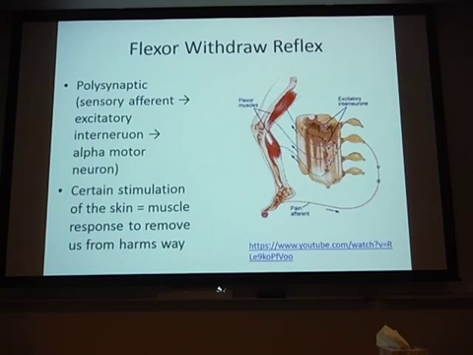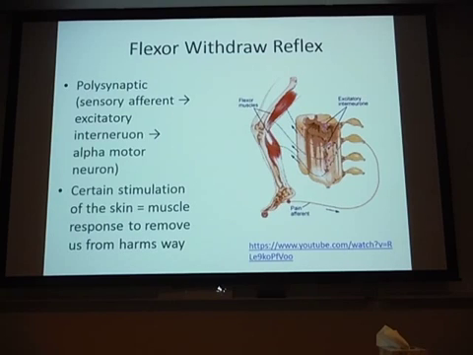It's going to be a faster reflex if it is more painful, the greater the intensity of the pain. It's also going to be dependent on the direction of the stimulus. So your withdrawal is going to be away from wherever the stimulus is located.